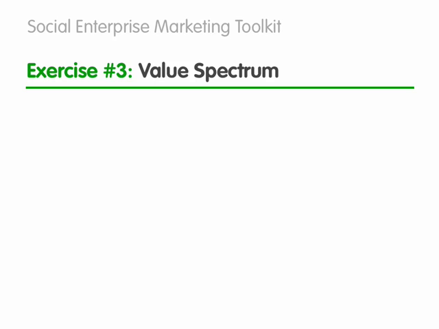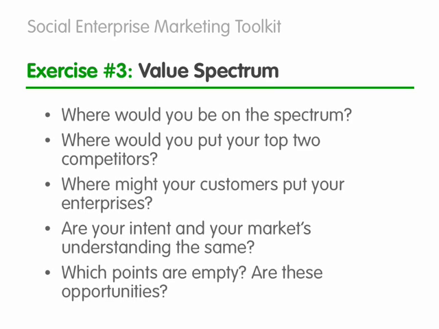Your next exercise then is to think about your social enterprise and your top 2 competitors in this context. Where would you put your social enterprise on the spectrum? Where would you put your top 2 competitors? Where might your customers and your competitors' customers put your enterprises? Are your intent and your market's understanding the same? Or have you got work to do to help the market understand your value and positioning? What points have you left empty? By definition, those are market opportunities, so how might you take advantage of them?